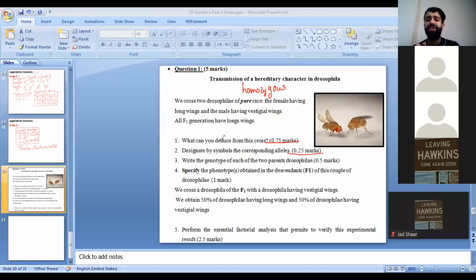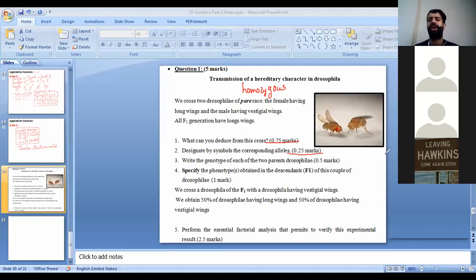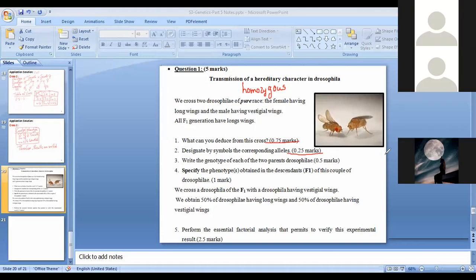We already solved this hundreds of times. Write the genotype of each of the two parents in Drosophila. I need the genotype of the two parent Drosophila. You can answer this question by raising your hands. Other than Kalam, I need new students.